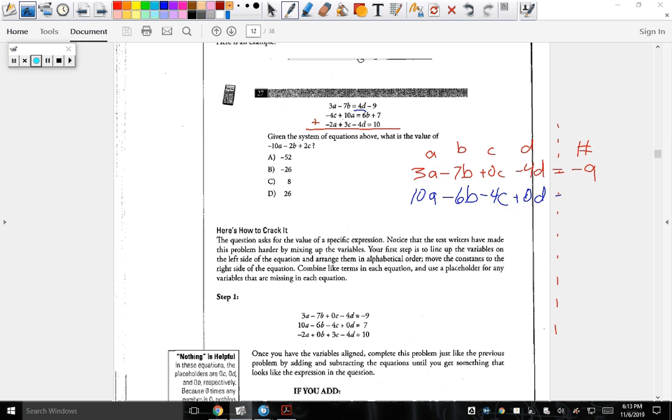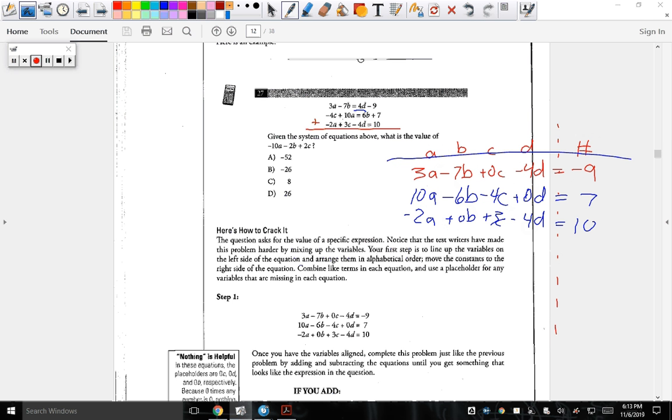And then I still have 7 on the right. Okay? Again, we're lining up all of our variables in correct columns. So the a would be negative 2a. We have plus 0b. And we have plus 3c minus 4d is equal to 10.